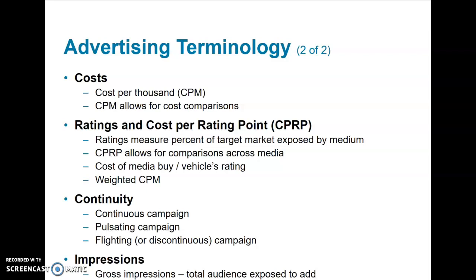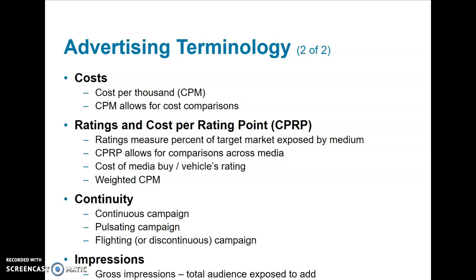Ratings measure the percentage of a target market that is exposed to a medium. Cost per rating point, this allows for comparisons across the media. And it's calculated by dividing the cost of the media by the rating. An alternative is to use the weighted CPM. So here we multiply the cost of the media by 1,000, then divide by the actual audience reached.